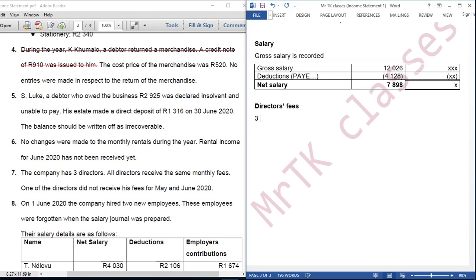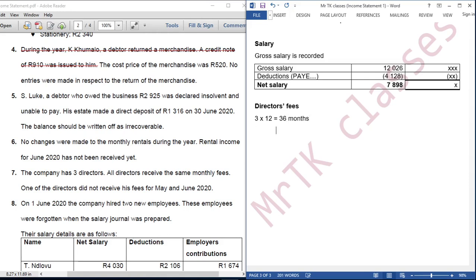All of them should be paid for 12 months, because the company had these directors for the whole financial year. So they should be paid for 12 months, which means you are going to get 36 months, one director equivalent.